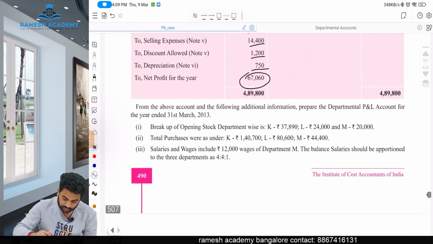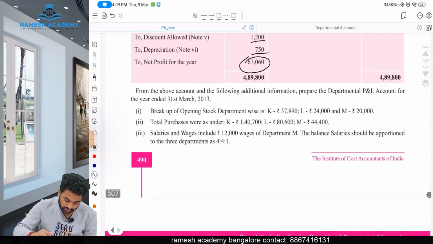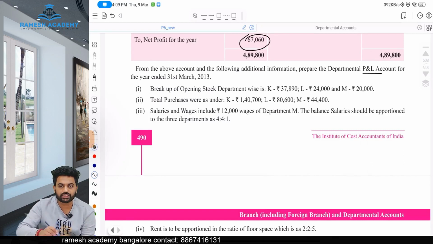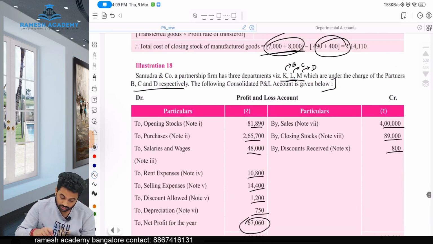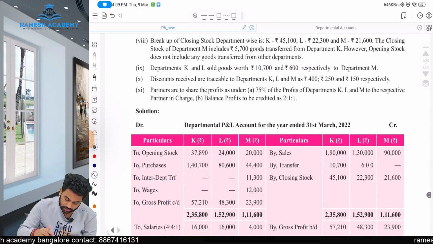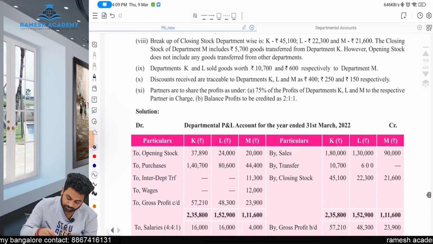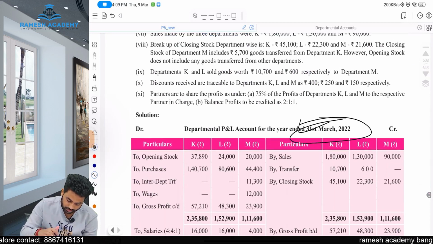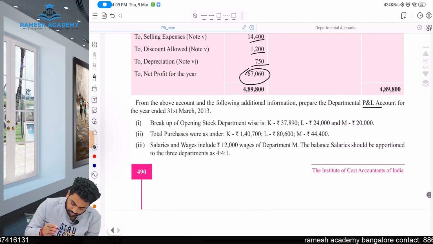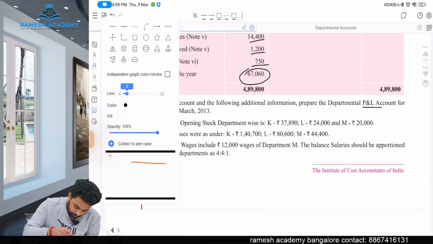Okay, they have given certain notes relating to all these things. 1. From the above account and the following additional information, prepare the departmental P&L account for the year ended 31st March 2013. Here they have given 2022 in the answer, but in the question they are asking 2013. Kindly make it as 2022.